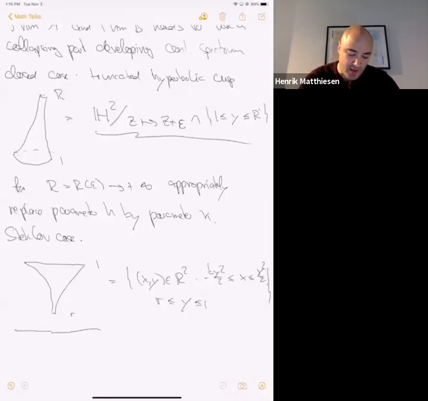I think by now you could actually take the arguments from the Steklov case and do the Laplace case along those lines. But initially that was not possible.